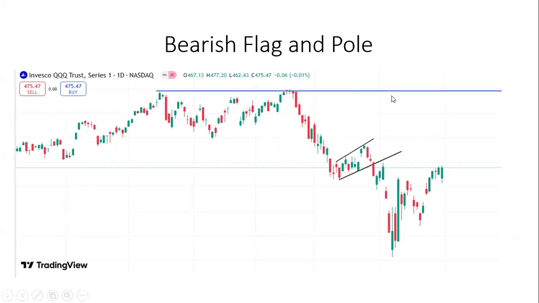Let's look at the chart. In Triple Q, we saw there was a double top. After the double top, the stock changed from uptrend to downtrend. And for this downtrend to continue, there was this sideways flag. So this is the flag and this is the pole. After it broke this sideways flag, it gave the target of this pole.